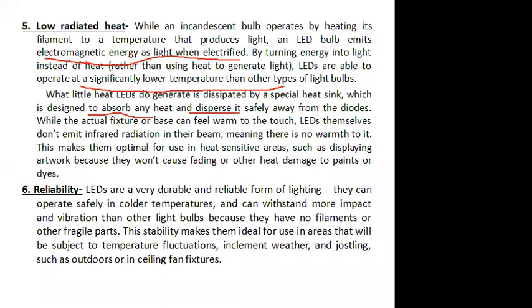Now, the reliability. LEDs are very durable and reliable for lighting. They can operate safely in colder temperatures and can withstand more impact and vibration than other light bulbs because they have no filaments or other fragile parts. This stability makes them ideal for use in areas that will be subject to temperature fluctuations, inclement weather, and jostling, such as outdoors or in ceiling fan fixtures.